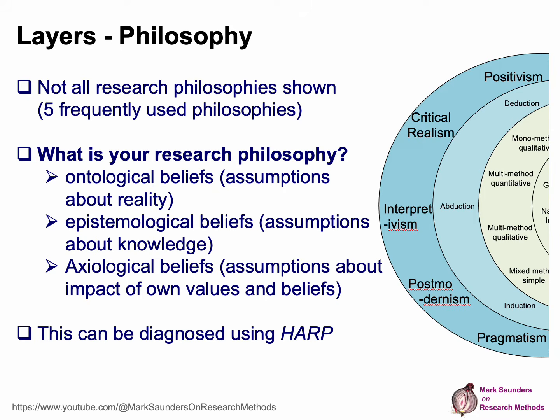What the onion's outer layer, the philosophy layer, prompts you to do is ask yourself questions about your own research philosophy. It asks about your assumptions about reality, your ontological beliefs. Do you believe there is only one reality out there, for example, or are there multiple realities? It asks you to reflect on your assumptions about knowledge, your epistemological beliefs. Do you believe certain types of knowledge are better than others and certain types of knowledge are not appropriate? What makes good data? These forms of beliefs.